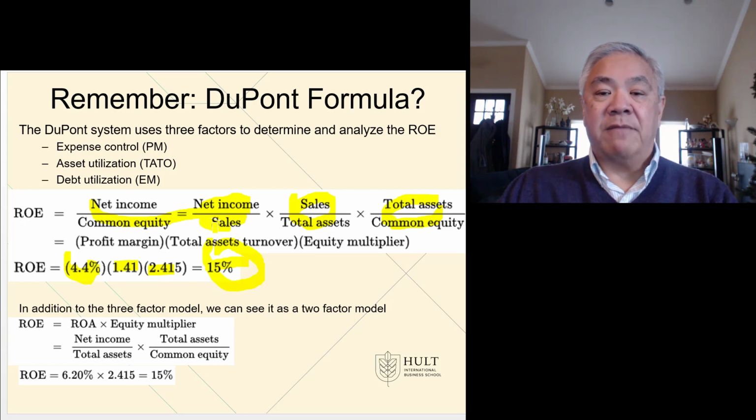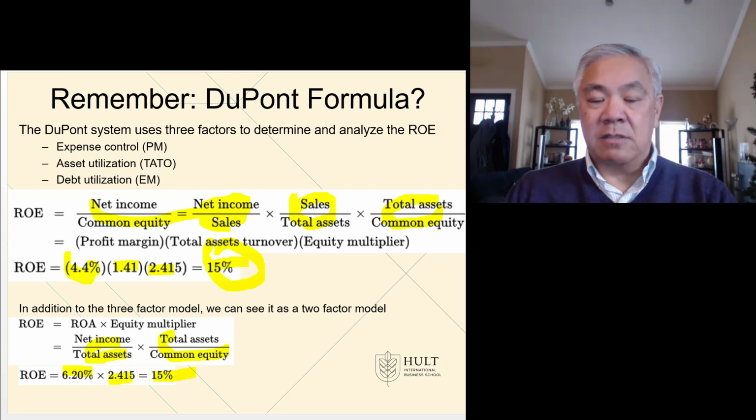The second, more simplified version of the DuPont formula is a two-factor disaggregation, and those two factors are net income divided by assets times total assets divided by equity. The first one is return on assets, right? Return is income divided by assets, so it's return on assets. That's 6.2%. And then once again, if we look at the equity multiplier, we end up at 2.4, and of course we end up with the same ROE of 15%. ROE has to be the same. We're just using different factors to do the analysis.